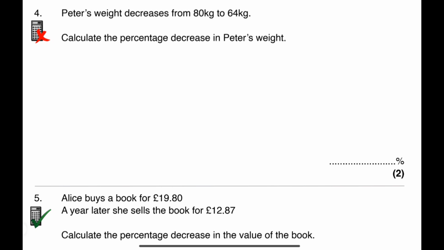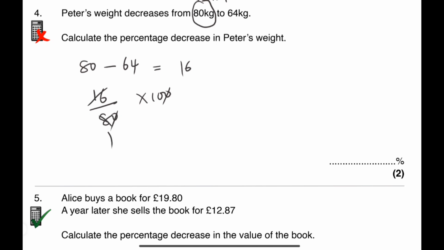Peter's weight decreases from 80 to 64. So that means 80 is our initial. So the difference will be 80 minus 64, which is equal to 16. Then we do 16 divided by 80 times 100. So 0 cancels 0, 8 into 16 is 2, and 2 times 10 is 20%.